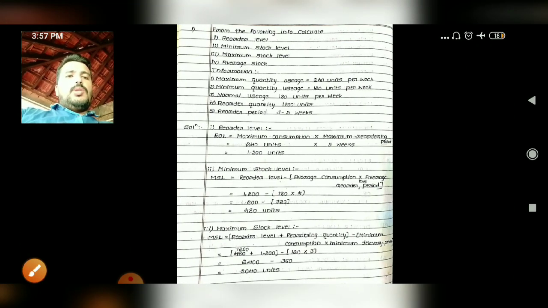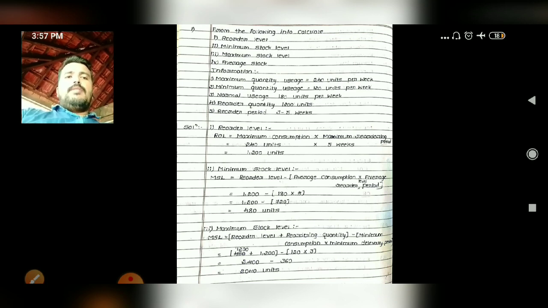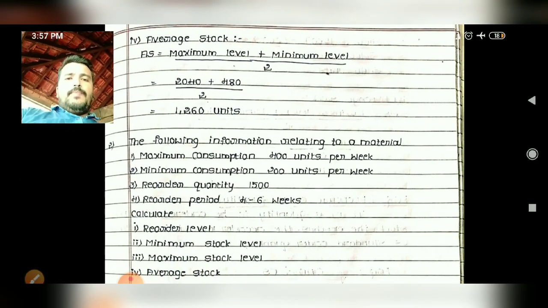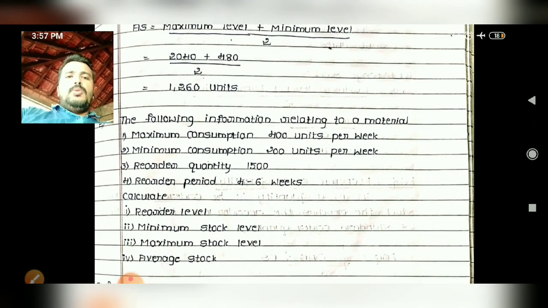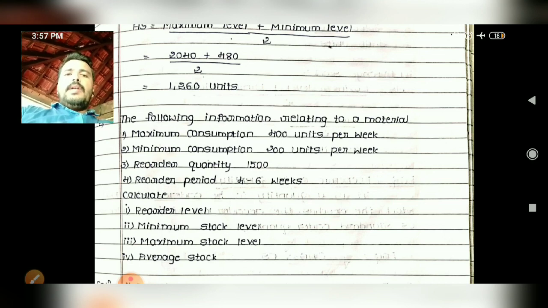In the examination also these 4 components will be asked to calculate: reorder level, minimum stock level, maximum stock level, and average stock, and the related needed information will be given. Based on that you have to calculate. So let us solve another problem here only. Let us note down this question, and I will share the snapshot with you through the groups. You can take it down from there also.